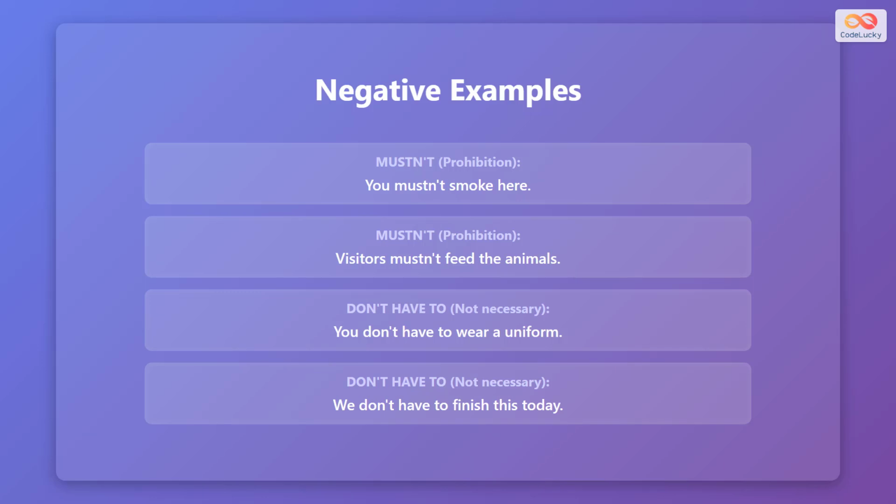For example, you say, "You mustn't smoke here" to show it is forbidden, or "Visitors mustn't feed the animals." On the other hand, "You don't have to wear a uniform" means it is not necessary. "We don't have to finish this today" means there is no deadline now.